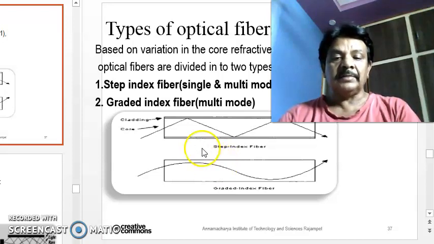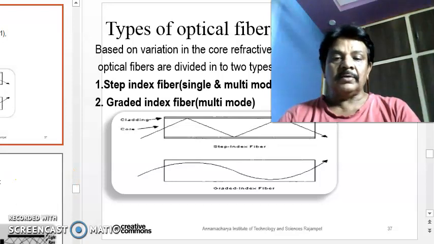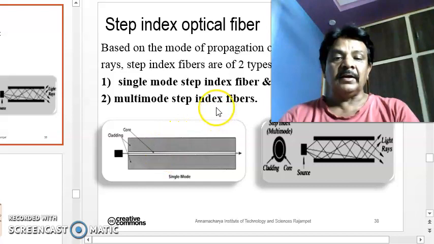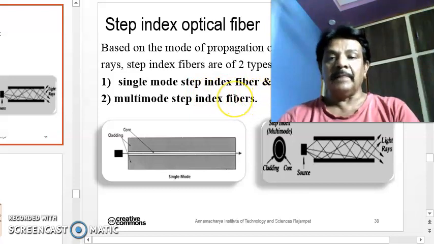The step index optical fiber propagates the signal like this. The gradient index optical fiber propagates light in this manner. Let us know about the step index optical fiber. Step index optical fibers are manufactured in two types: single mode step index optical fiber and multi mode step index optical fiber.